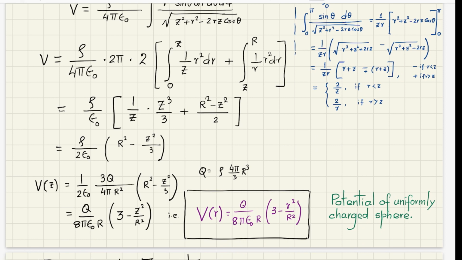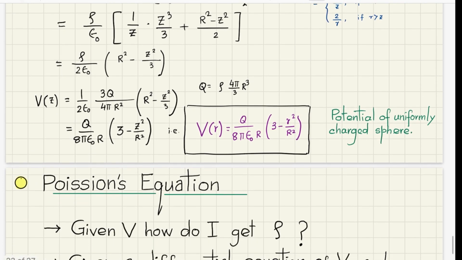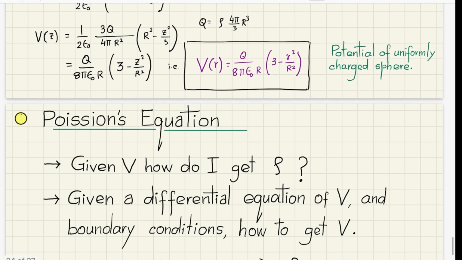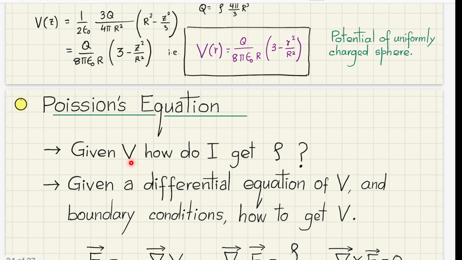We'll have some problems in the home assignment on this, so please go through that. But let me point out, is there a direct way? Given V, how do I get rho? Or given a differential equation of V and boundary conditions, how to get V? In fact, one of the central tasks of electrostatics is actually just this.